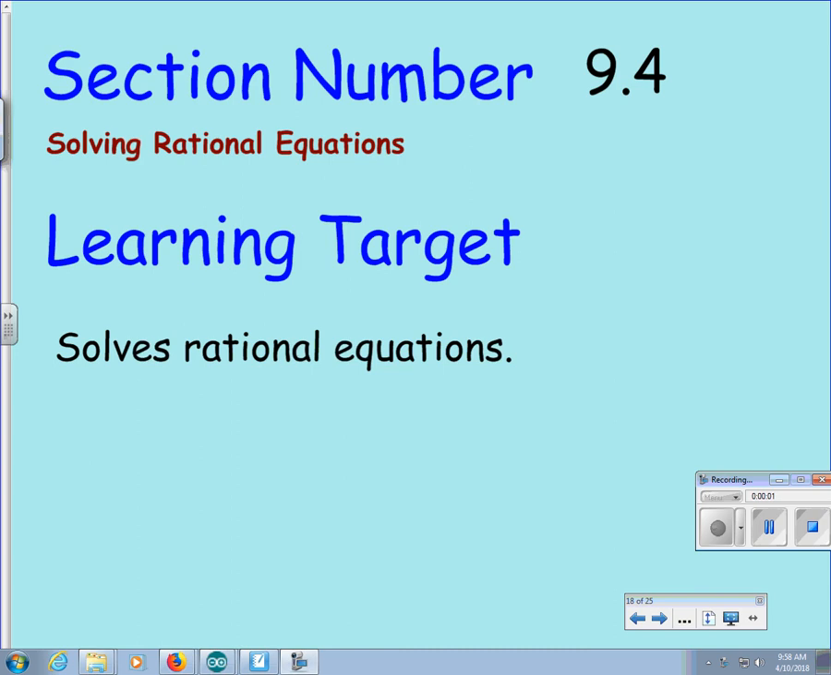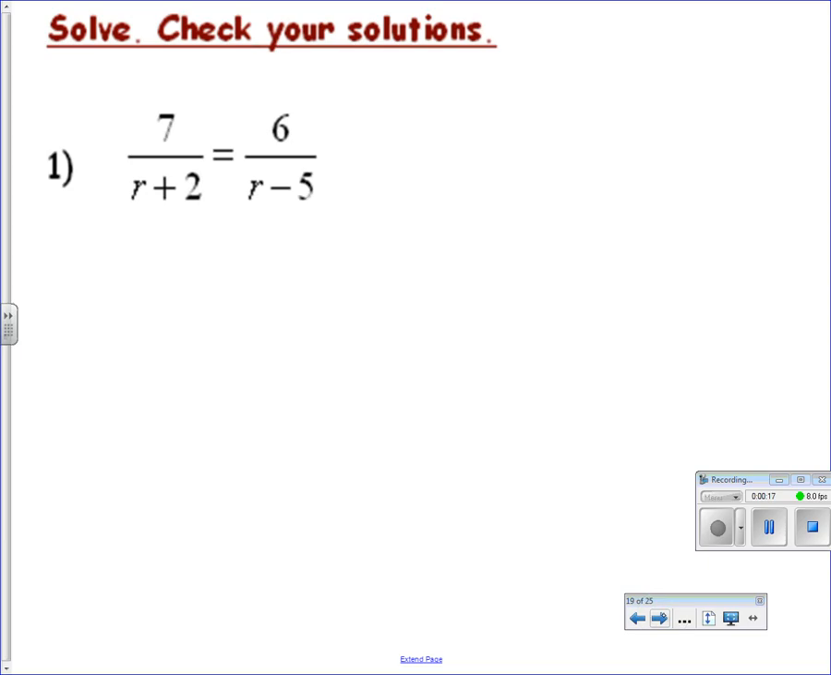Today is solving rational equations. This is kind of a cross with adding and subtracting with some of the other things that we have done before. So the big thing to look for is a common denominator. But if it's something this simple, like number 1, you should already know how to solve this. We're just going to cross multiply, which is called the means extremes product theorem.